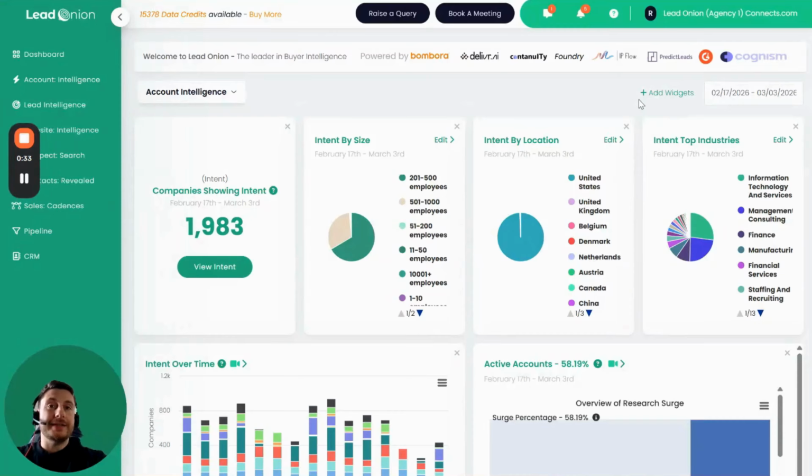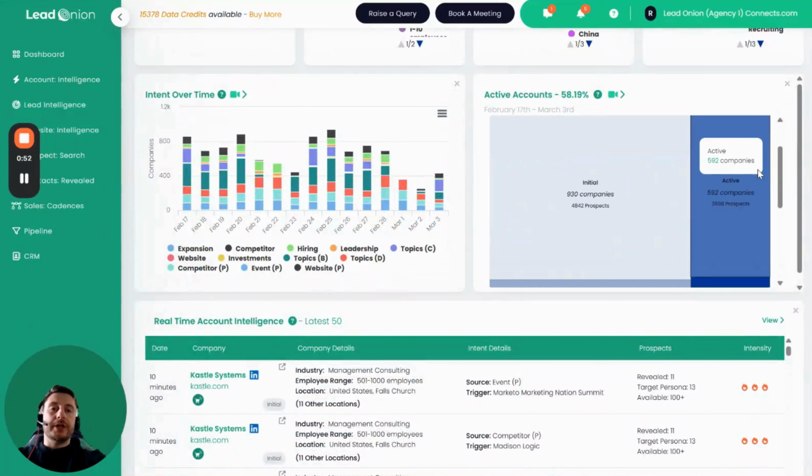The reality is the B2B buyer journey is complex and takes place over time. There is no one kind of signal that can tell you someone is ready to buy. Instead, we can use signals to identify where they are in their buyer process. This is where Lead Onion comes in.